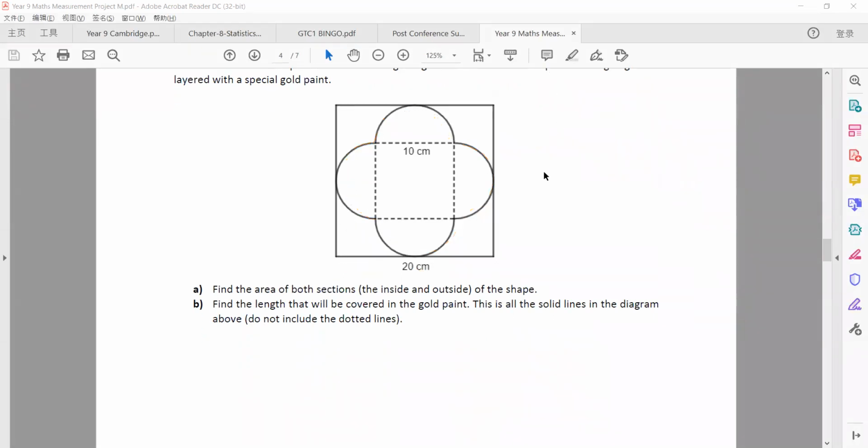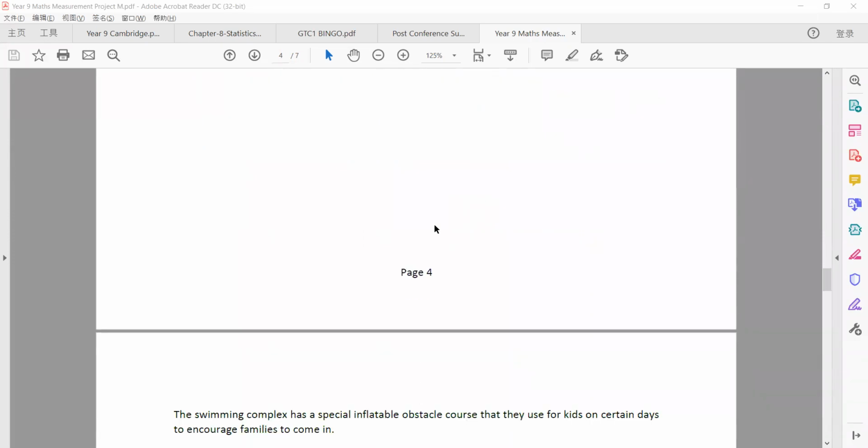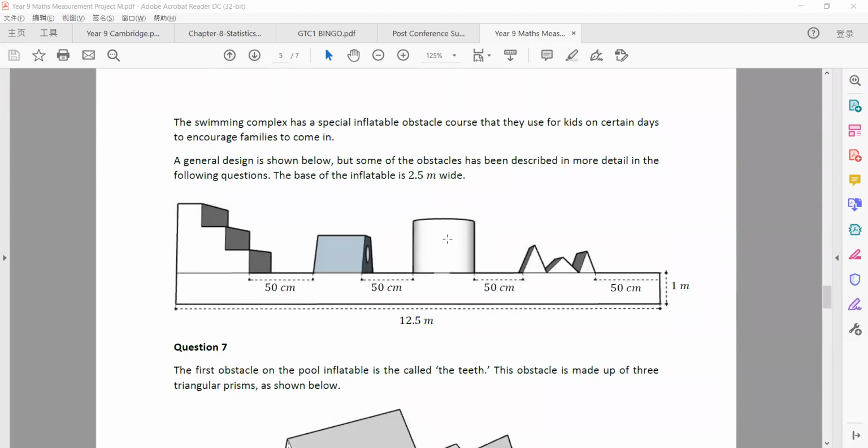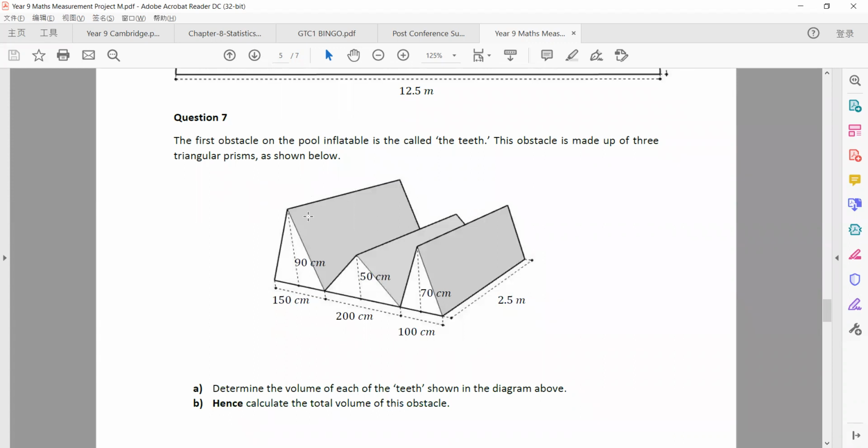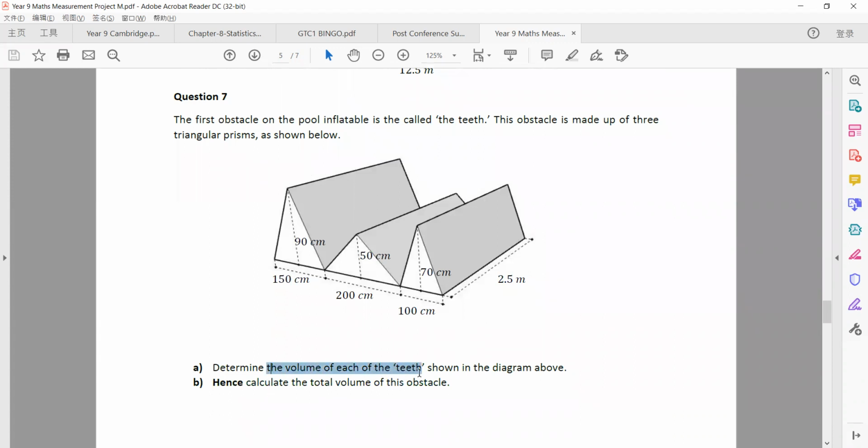And for question 7, let's have a look. Okay, so you have a swimming complex. It looks like this, and it's a special inflatable obstacle course. That's a general design, but we just quickly look at question 7. It asks you to determine the volume of each teeth. So what does teeth mean? This is one teeth, this is the second teeth, and this is the third teeth.